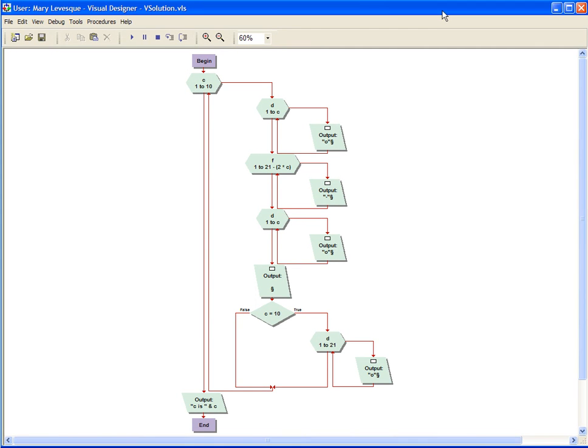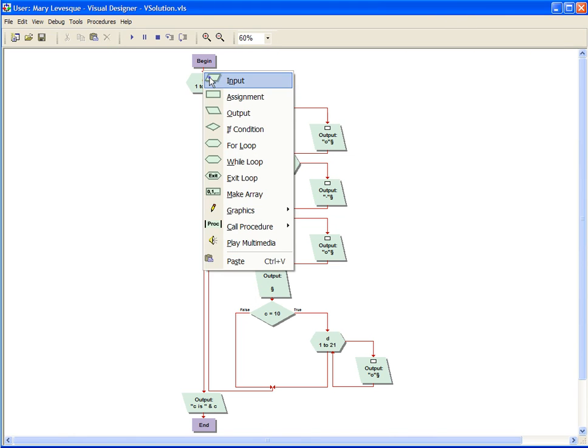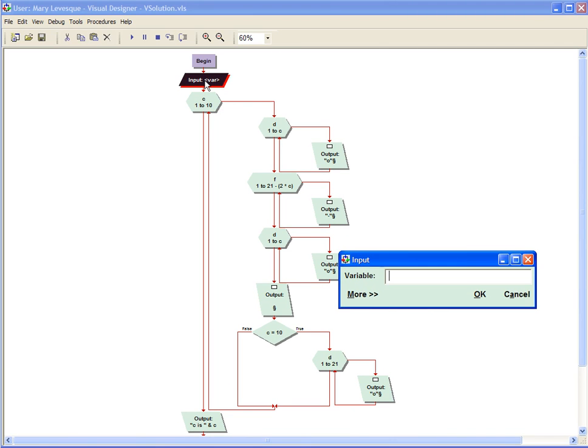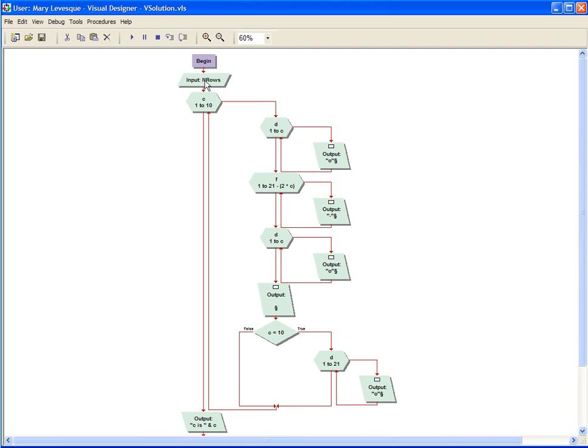Okay, we're ready to change this program into one where we can have a variable number of lines instead of 10. Basically what I'm going to need to do is to have an input. I'm going to call it n rows. I'll pass on the prompt stuff. We know what we're using it for.